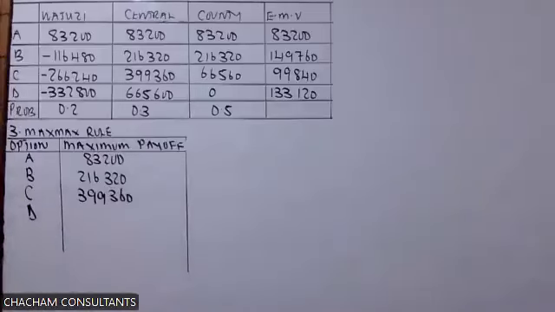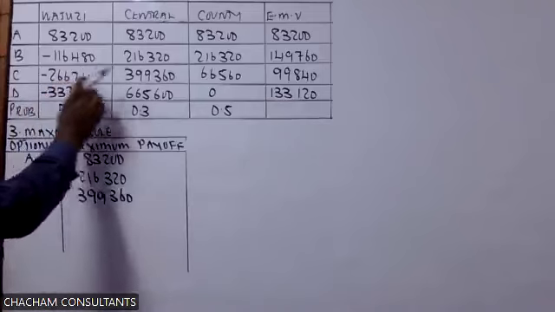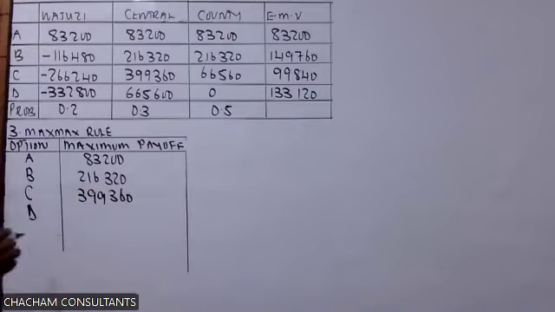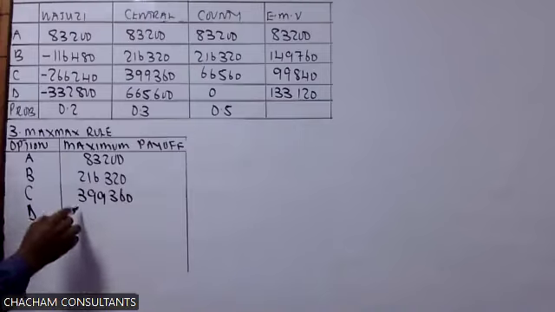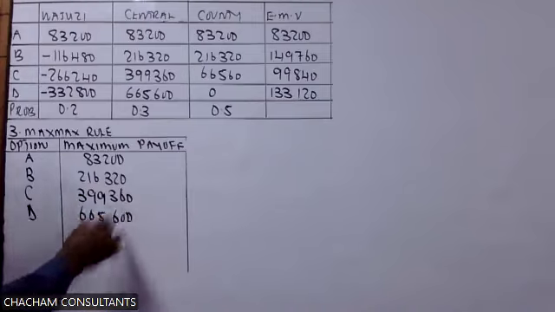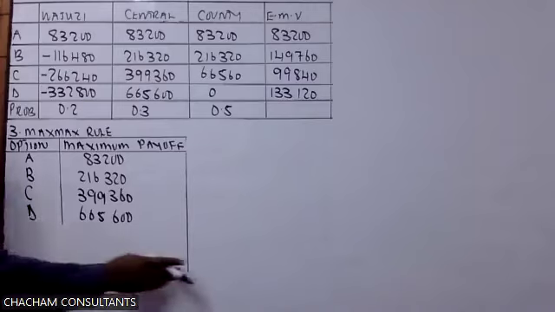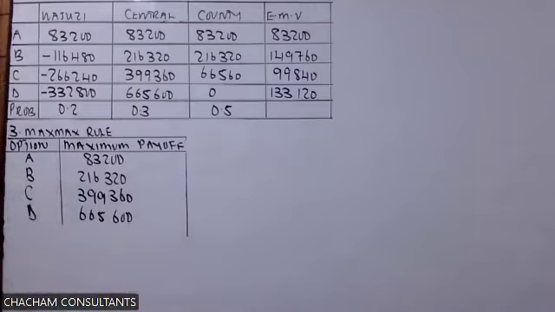So now, when you come to D, the maximum again is this, this, and this. So we have 665,600. So this rule is read as select the maximum of the maximums.